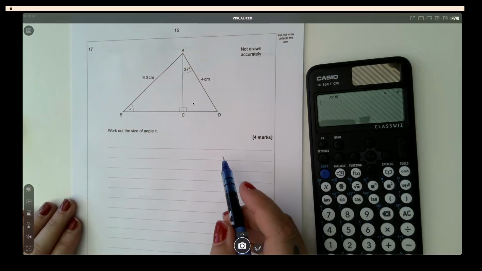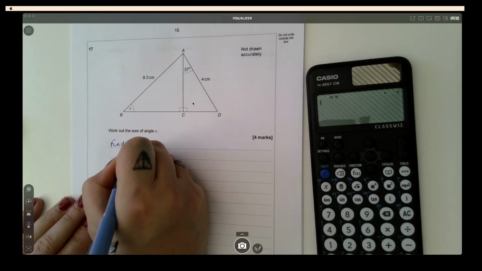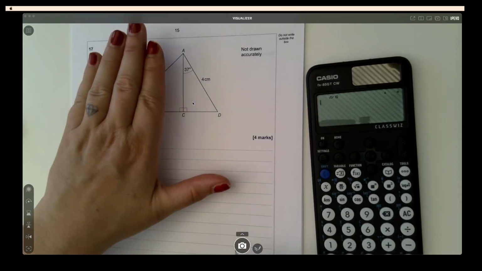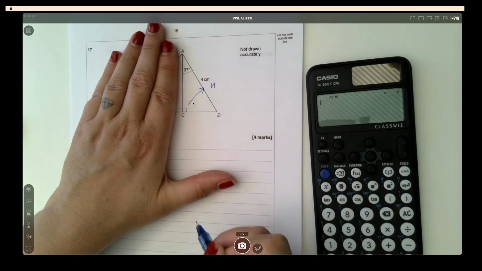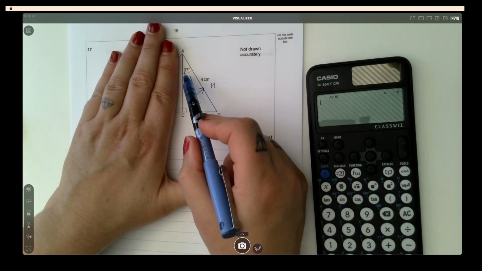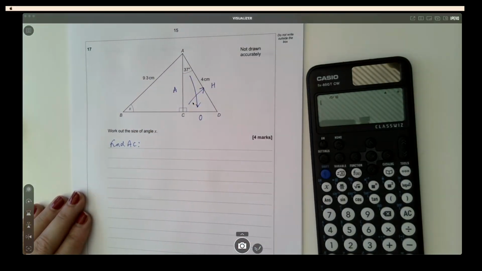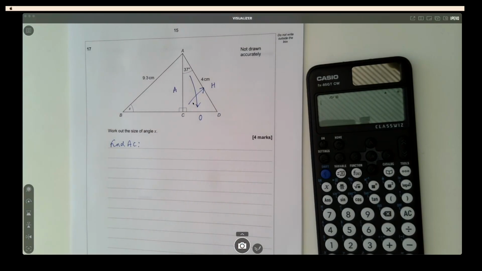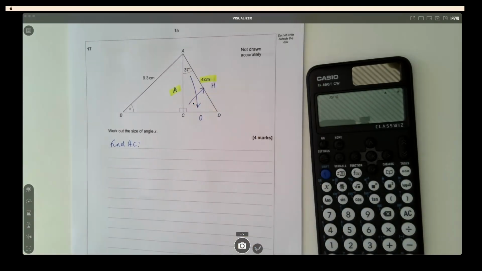So let's start by finding AC. We're going to ignore this triangle to start off with. So the 4 is the hypotenuse. This must be the opposite because it's opposite the angle, which tells us that AC is the adjacent. So if I'm finding the adjacent, this is the one I'm finding, this is the one that I know.